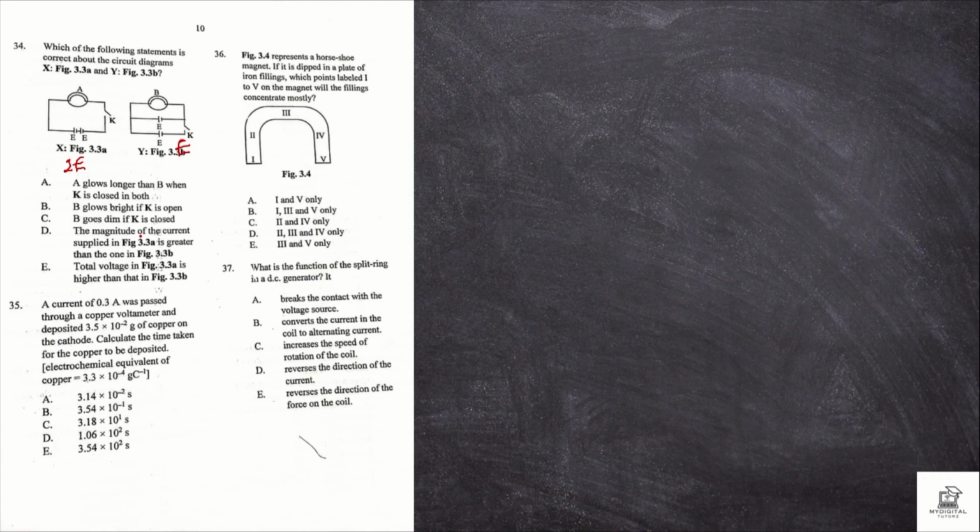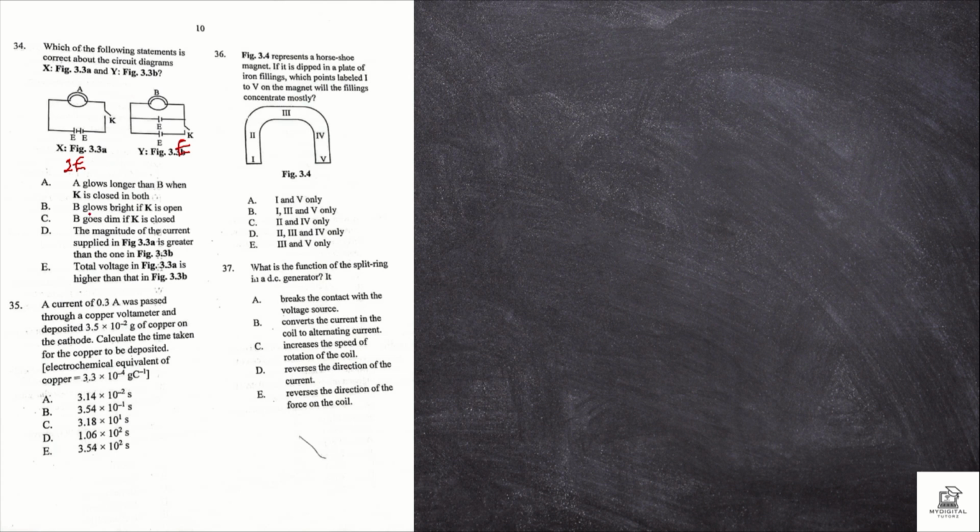Option D: the magnitude of the current applied in figure 3.3a is greater than the one in 3.3b. That is correct, because the more the voltage, the more the magnitude of the current. In 3.3a, we have total voltage to be 2E, assuming E is 1.5 volt, therefore we have 3 volt. But in B, we have only 1 E, and if it is 1.5, we only have 1.5 volt. So as a result, we have lesser current flowing in B than in A. Are we together? So that should be our correct option from what I'm seeing.